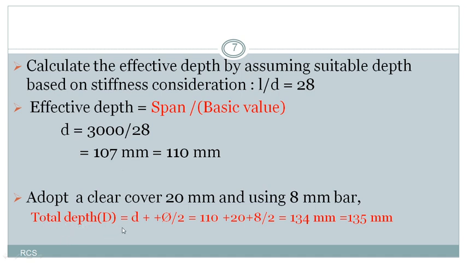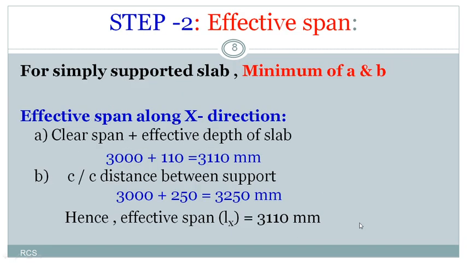So overall depth can be calculated by using the formula small d, that is effective depth, plus clear cover plus diameter by 2. That equals 110 plus 20 plus diameter 8 by 2, that is 134 you will get. I will round it up to 135 mm. So the second step would be calculation of effective span.